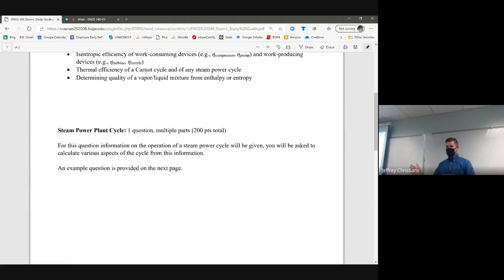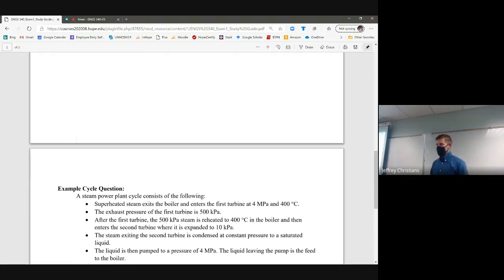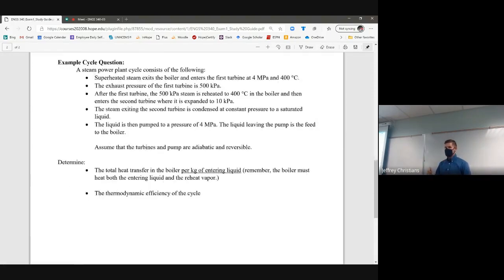And I don't want to test you on, do you know all of that? I want to test you on, can we work through logically a big hairy cycle problem like this? So the example problem that I have for what this steam cycle would be, it's one problem, it's 200 points, but it's not going to be just one problem. It's going to be a problem with multiple parts. It will have, I assure you, more parts than what this problem has.